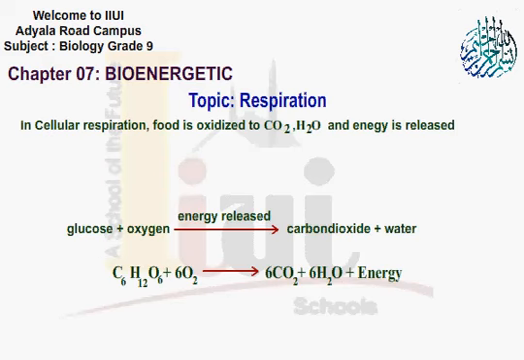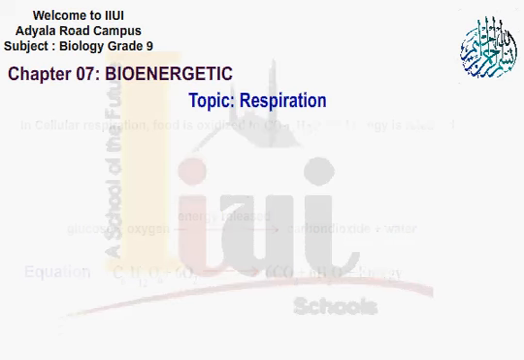In cellular respiration, food is oxidized to carbon dioxide, while oxygen is reduced into water and energy is released. The equation shows that the reactants glucose and oxygen, after reaction, produce carbon dioxide, water, and energy is released.